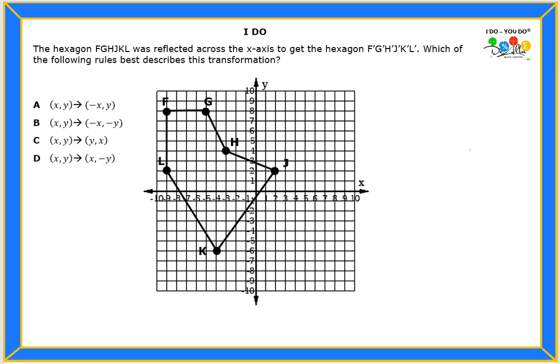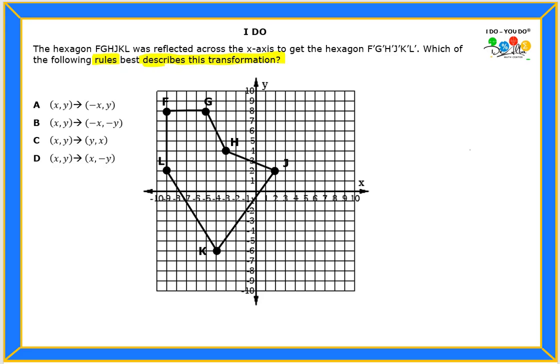And it says, the hexagon FGHJKL was reflected across the x-axis to get the hexagon F prime, G prime, H prime, J prime, K prime, L prime. Which of the following rules best describes this transformation? Okay, so what I'm looking for is the rule that describes what happened here, right?